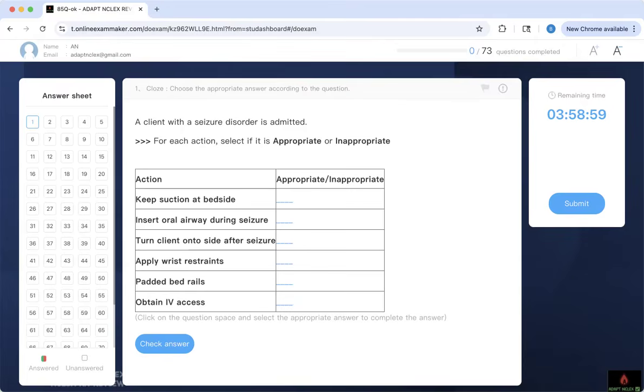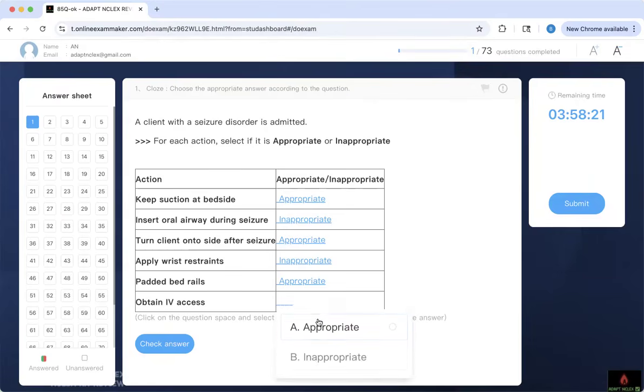Make sure there's suction at the bedside, because if they aspirate, you have it ready. When they're seizing, they cannot protect their airway, so you've got to have this available. You don't put anything in their mouth during seizures, so this is inappropriate. You turn them on the side after seizures so that they can avoid aspiration. Appropriate. Apply wrist restraint: no restraint should be applied. You should not apply restraint at all. It's inappropriate. You should pad bed rails so that they don't injure themselves. Appropriate. And you should obtain IV access because you may give them IV medication.